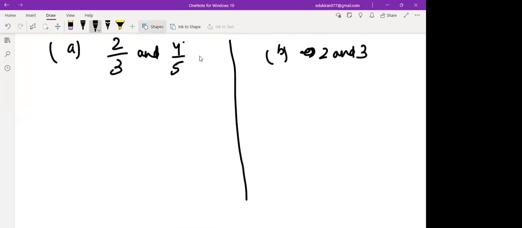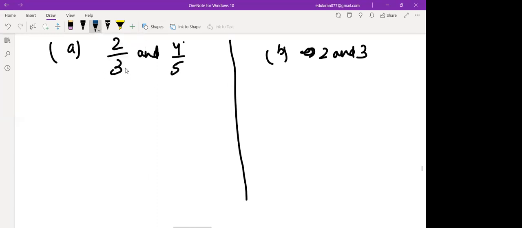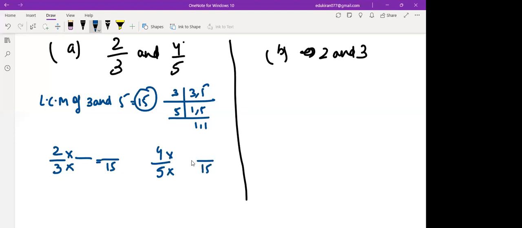Whenever these types of questions are given to you, the very first thing is you will take the LCM of 3 and 5. So let's just do it. 3 and 5. So 3 ones are 3 and 5, then 5, 1, 1. So the LCM would be 3 multiplied by 5, 15. So LCM is 15, right? Now what you have to do, 2 upon 3, multiply equals to, just write here 15 and leave. For 4 upon 5, multiply, just write 15 here and leave.